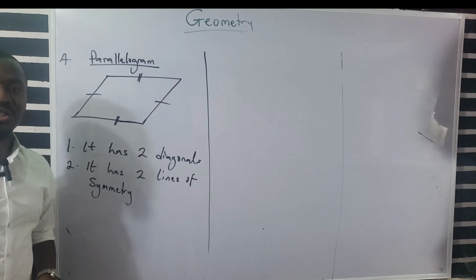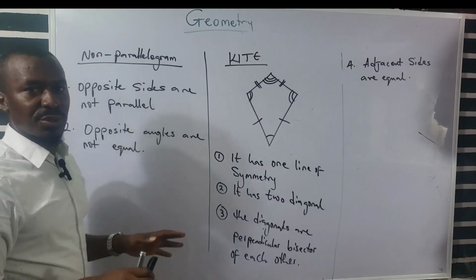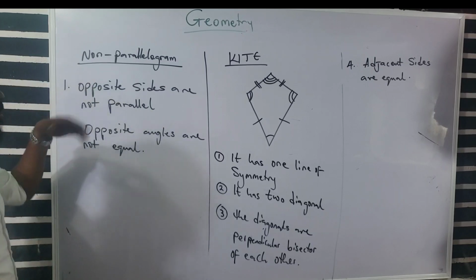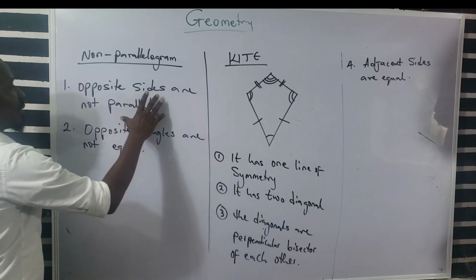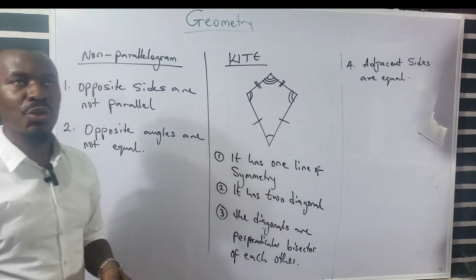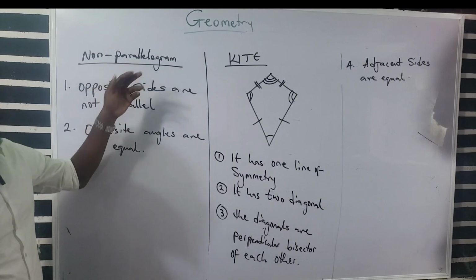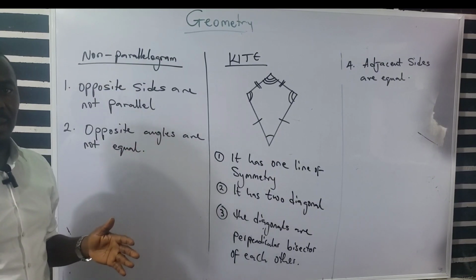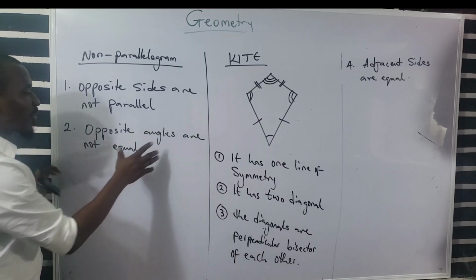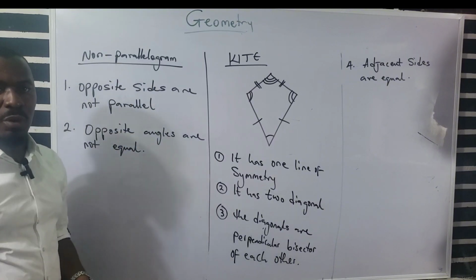Let us move to other shapes that are not parallelograms. Okay, we call them non-parallelograms. Just the way we have discussed the parallelogram, let us look at non-parallelograms. Okay, the opposite sides of a non-parallelogram don't necessarily need to be parallel, or you might have two that are parallel, but the other two will not be parallel. Unlike the parallelogram, where all the opposite sides are parallel.